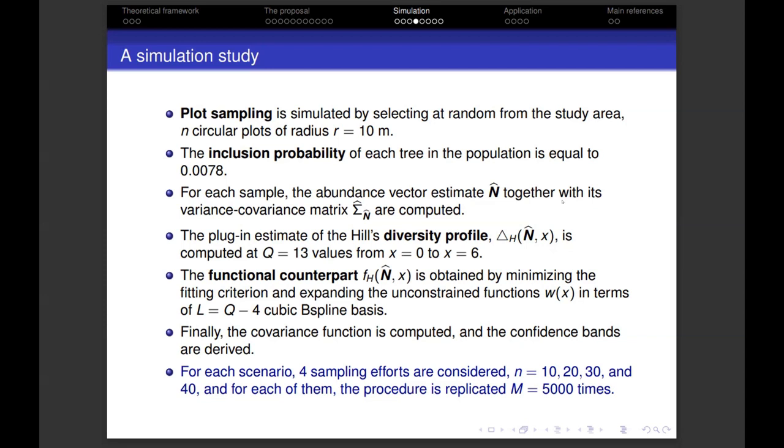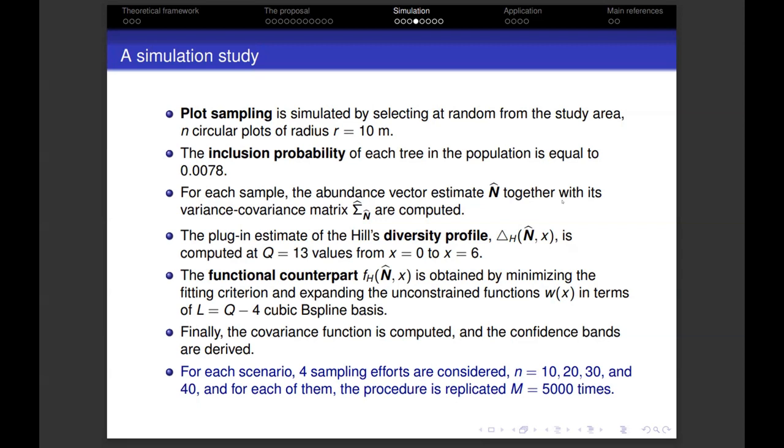We use the Hill's numbers. Using our approach, we transform the data in Hilbert space using the Ramsey transformation, and we compute the functional counterparts of the biodiversity profile. Finally, the covariance function is computed, and the confidence band for each sample, for each simulation, is obtained.